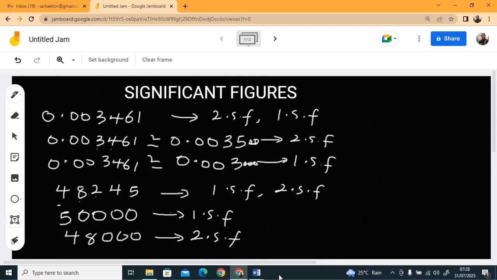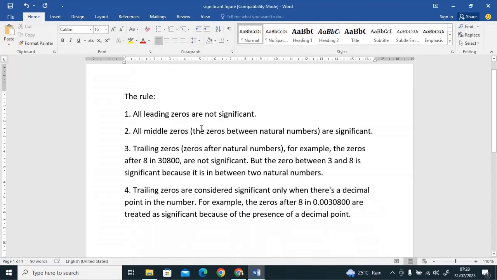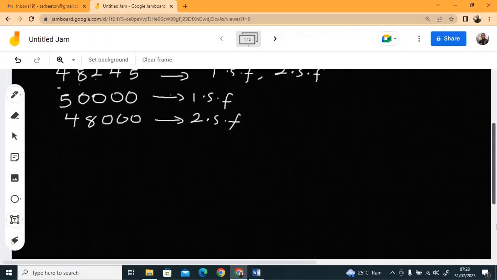Now, let's move to rule 2. Rule 2 says that all middle zeros, the zeros between natural numbers, are significant. Now, what are they saying here? So, is zero between natural numbers? Let me show you what they mean here. Let's assume they gave you something like this. Let's say you are given 0.0020500.